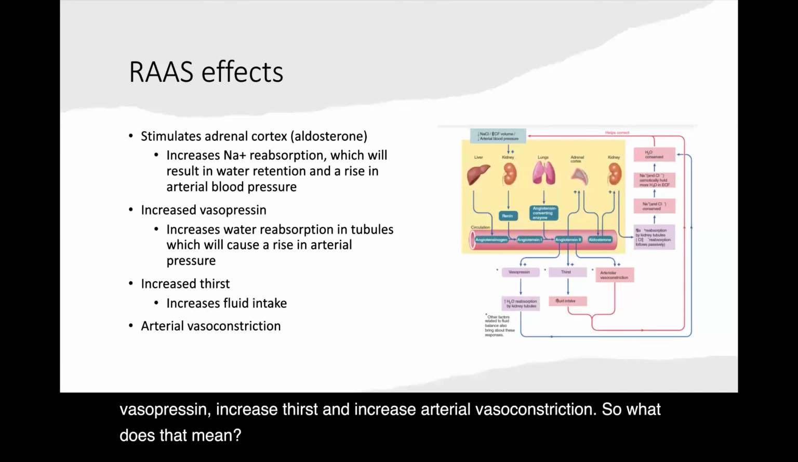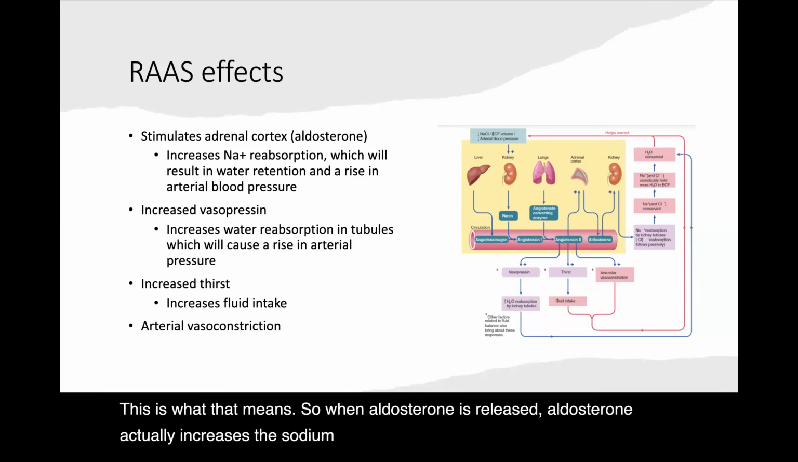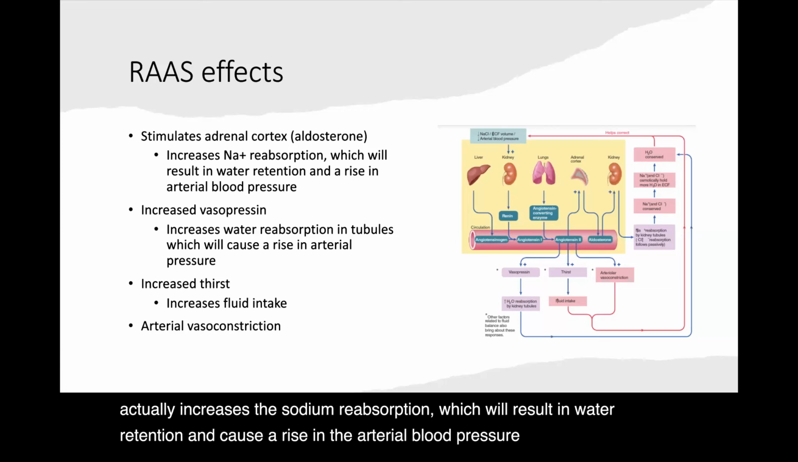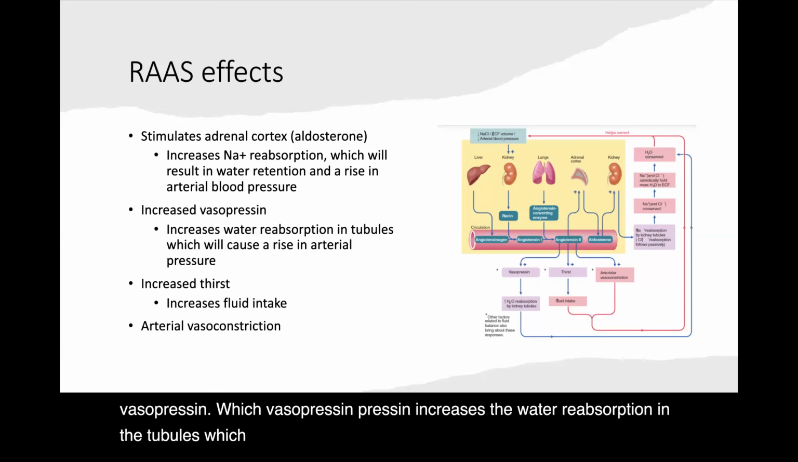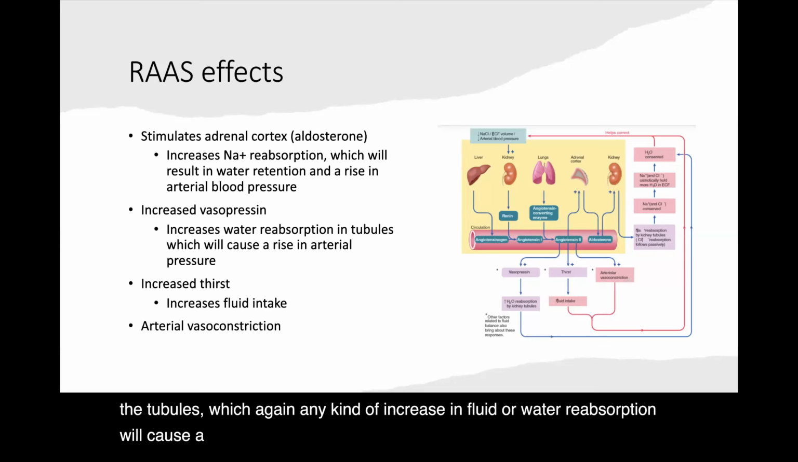This is what that means. When aldosterone is released, it actually increases sodium reabsorption, which will result in water retention and cause a rise in arterial blood pressure. It's going to increase vasopressin, which increases water reabsorption in the tubules, which again, any kind of increase in fluid or water reabsorption will cause a rise in arterial pressure.